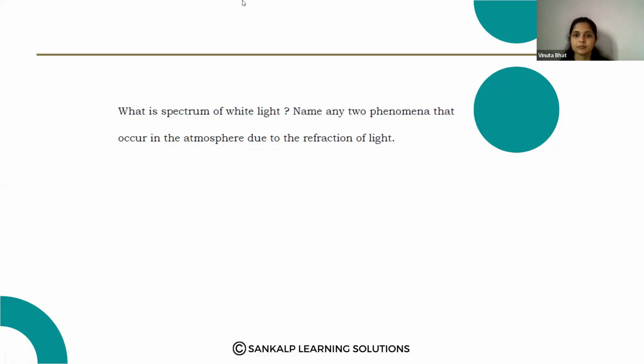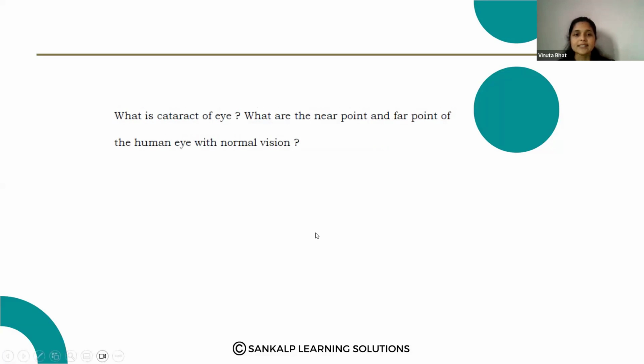Next question. What is cataract eye? What are the near point and the far point of the human eye with normal vision? Here, a cataract eye is a cloudy area that forms in the lens of the eye which causes vision loss. Okay, so that is a common part of aging and can affect one or both eyes. So that is the definition you have to write.